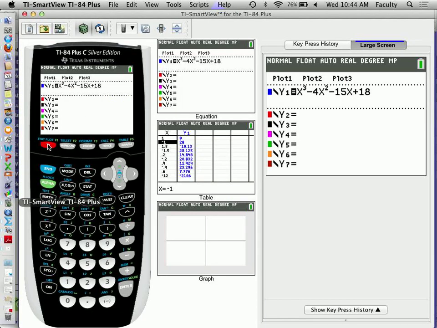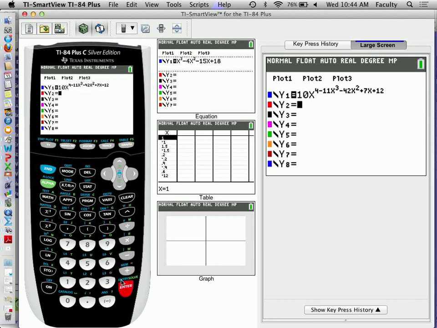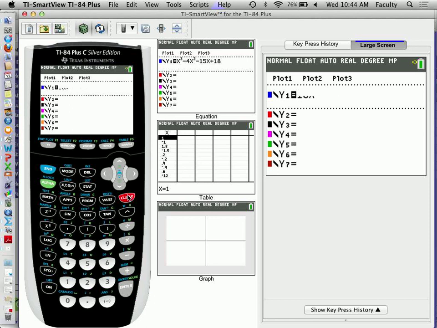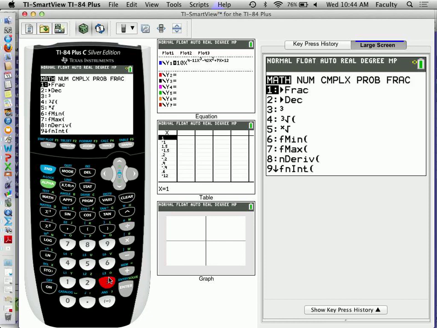So let's go to the calculator and let's enter this one. 10x to the 4th minus 11x cubed minus 42x squared plus 7x plus 12. Oh gosh, you guys, why didn't you catch me? Oh man, I gotta do that again. 10x to the 4th. That was all in my exponent. I hate it when that happens.